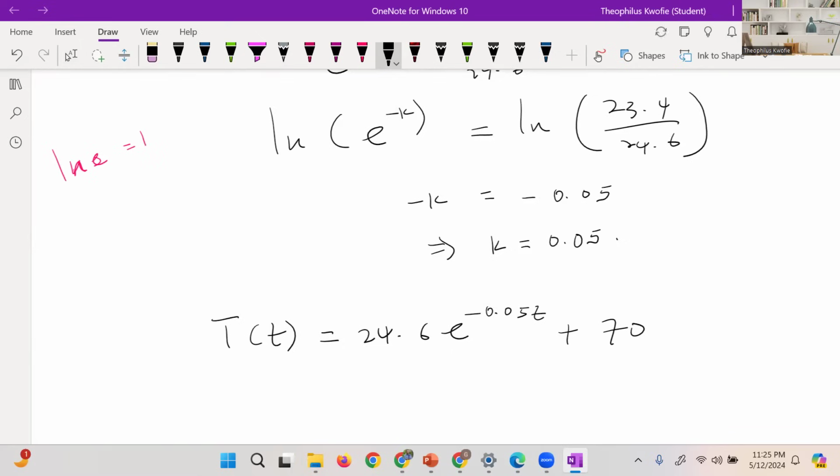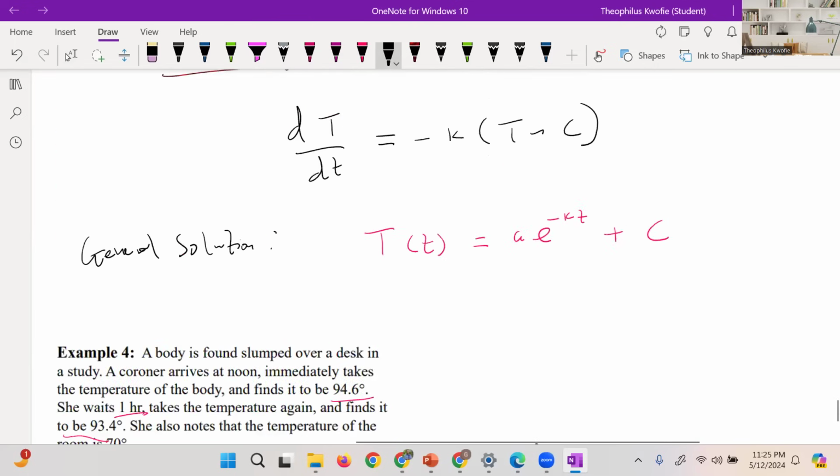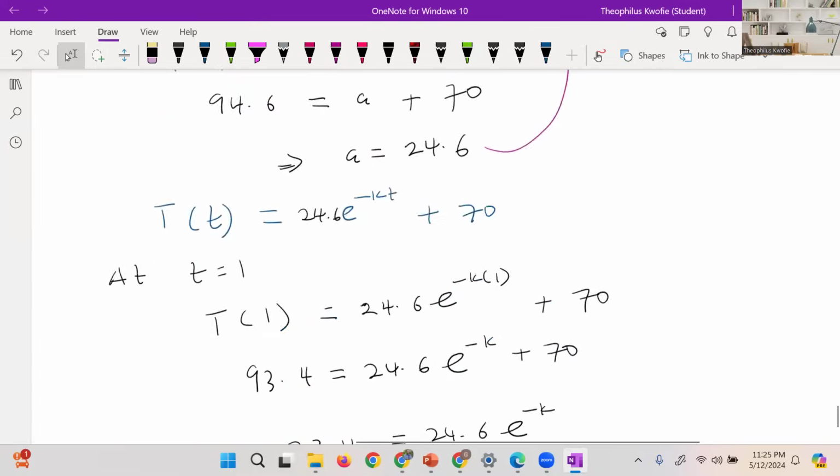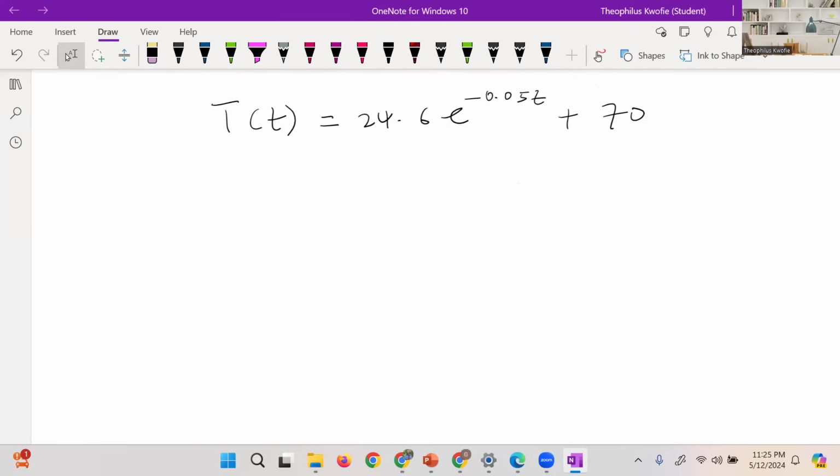Now, remember the question we were given was: when was the murder committed? When was the murder committed? So at this point, this is where we have to take our time to do one or two analyses before we jump into this. Okay, so let's see. You can pause the video and think about it. What do you think will be the time that the murder was committed? Let's think of it for a second, and see what we would get.